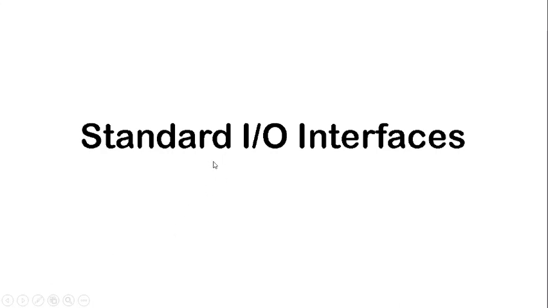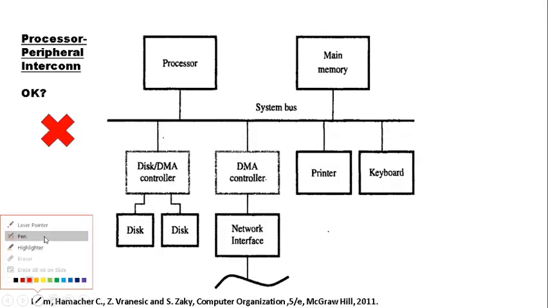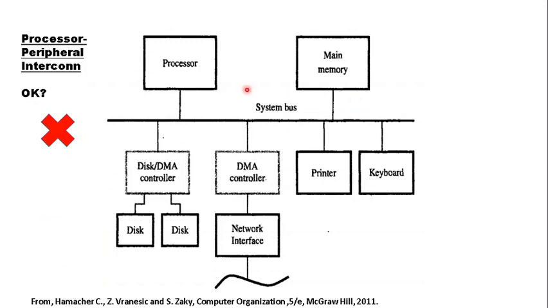We are going to see about the need for standard I/O interfaces in a computer system. If you see such an interconnection in a computer system, we have the processor, then the main memory, and if we choose to use the processor's bus or the system bus itself to interface the main memory and all the other I/O components, all these devices will be dependent on the processor's bus architecture.